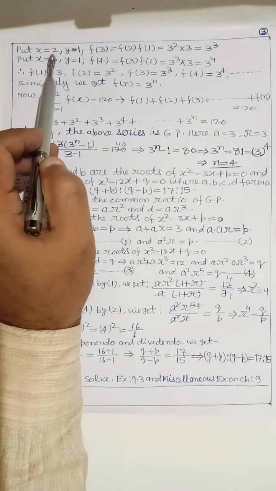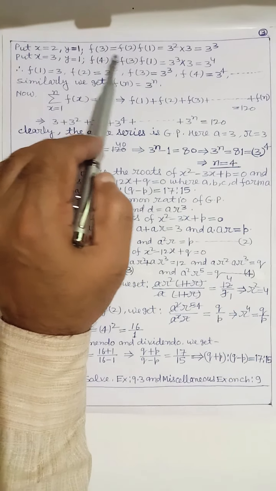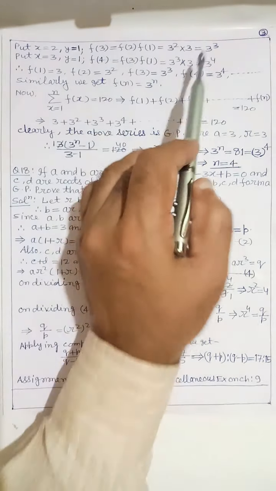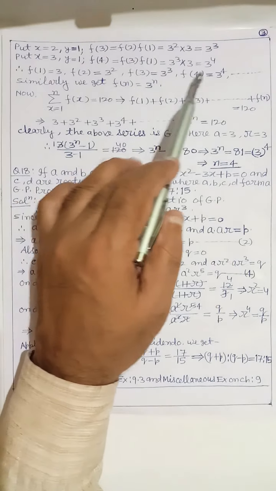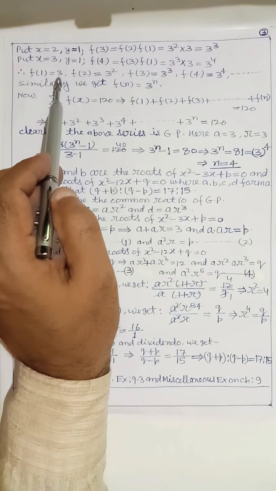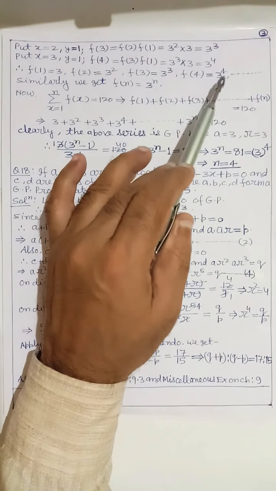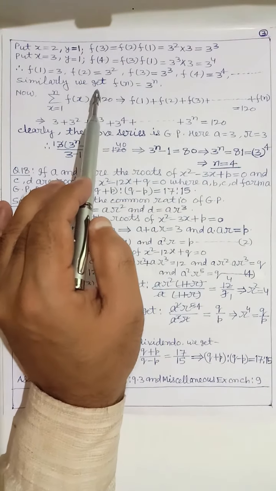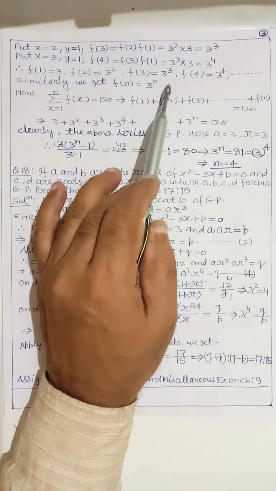Again x is equal to 2, y is equal to 1, we get f3 here, and this is equal to f2 into f1, and this is equal to 3 cube. Put x is equal to 3, we get 3 to the power 4, and here we have f of 1 equal to 3, f of 2 is equal to 3 square, f of 3 is equal to 3 cube, f of 4 is equal to 3 to the power 4, and so on. And using this pattern, here we can write f of n equal to 3 to the power n.